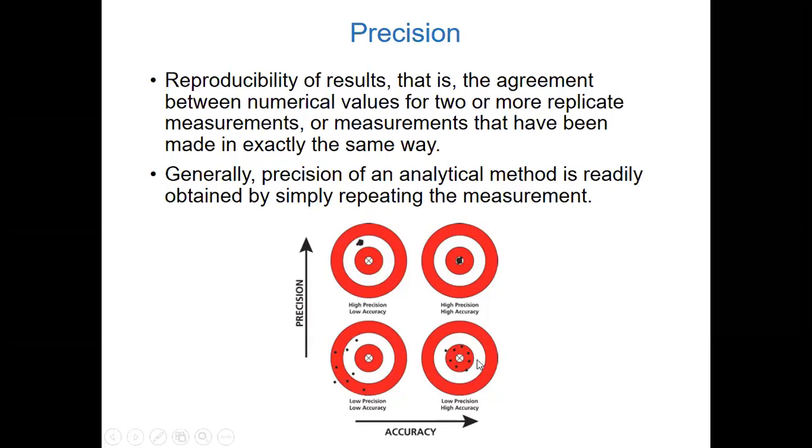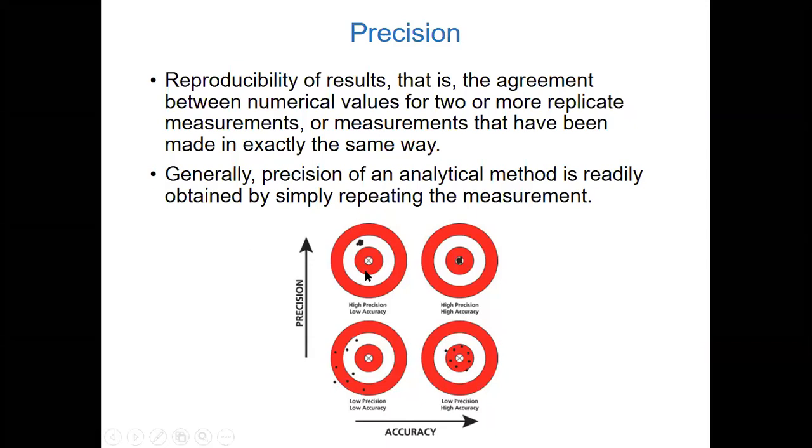Therefore, it has high accuracy. It is highly accurate, but the precision is poor. The reason is all the readings are everywhere. So the precision is poor, even though it has high accuracy.